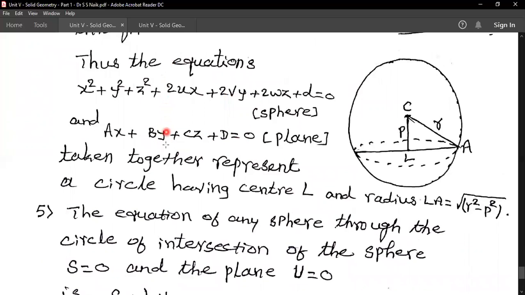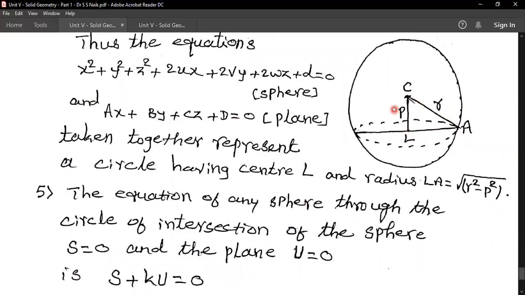Then these two taken together, that is, the equation of a sphere and the equation of a plane taken together, represent a circle having the center at L and the radius LA. If you see, this becomes a right angle triangle, then LA is equal to the square root of R square minus P square. So therefore, this represents the equation of a circle. That is, these two taken together become an equation of a circle.